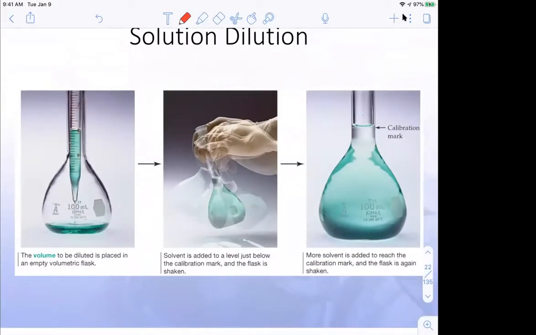To do this, I'm going to use a technique similar to that I used when I was actually preparing a solution. The volume to be diluted is drawn up into a pipette and then delivered into a volumetric flask. Solvent is added to the level just below the calibration mark and the flask is shaken. And then I'm going to add right to that calibration mark because I know when I use a volumetric flask that this is going to be 100.0 something, plus or minus usually 0.01 milliliter. So again, I use these volumetric flasks specifically for making precise and accurate solutions.